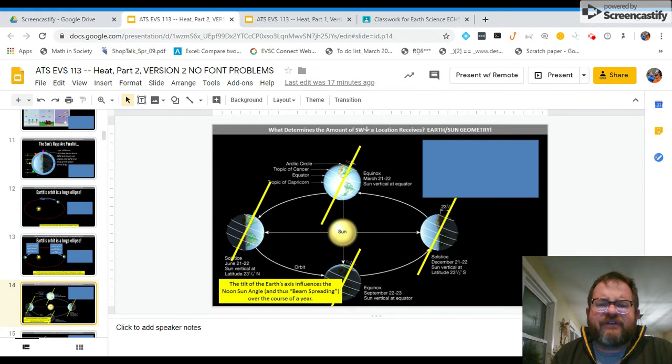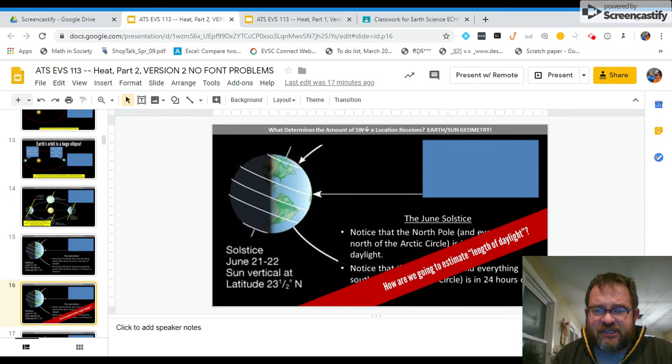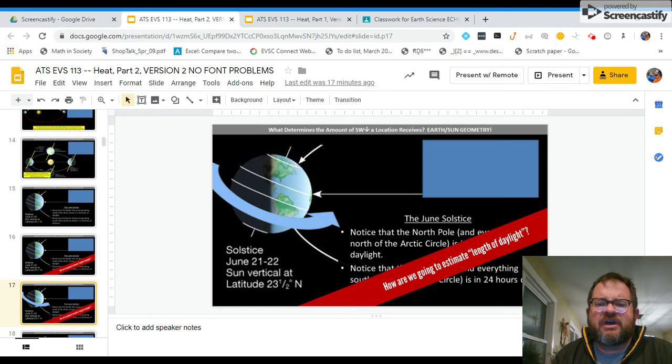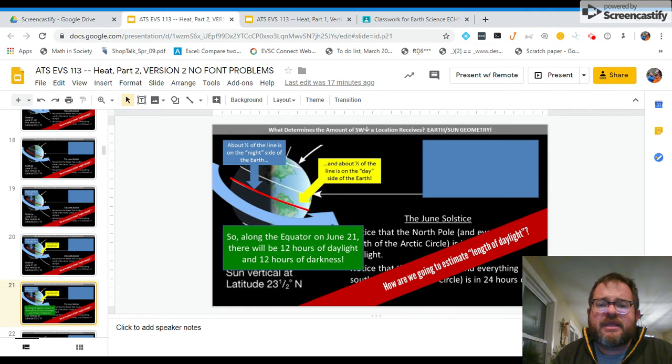All right, all this stuff about beam spreading and so on, in the interest of keeping the test a little bit smaller, especially with our snow days, I'm going to go ahead and throw out this business of the annual cycle and these different length of daylight calculations and so on. This kind of stuff is not going to be on the test, okay?